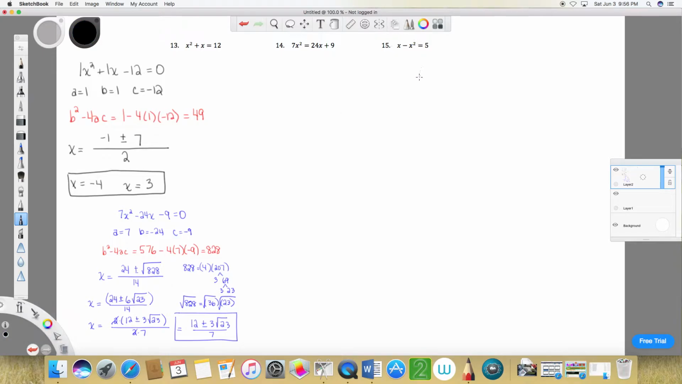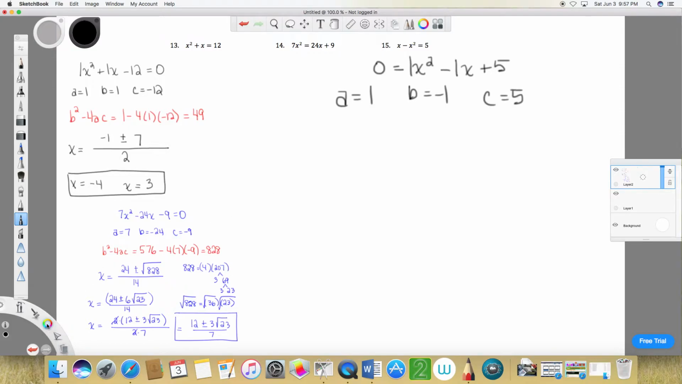This is not in standard form. I like to have my leading coefficient be positive. So I'm going to move these terms to the right-hand side. I'm going to add x squared to each side. I'm going to subtract 1x from each side. And I'm going to leave the 5 where it is. So now I can easily identify A, B, and C.